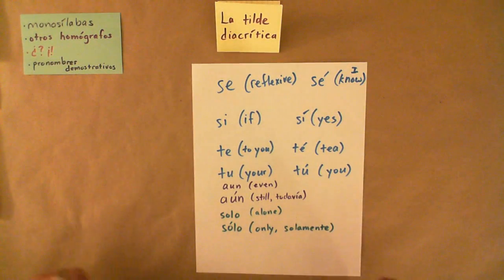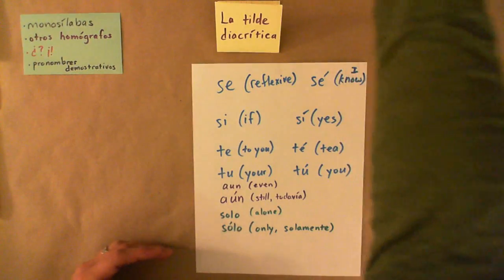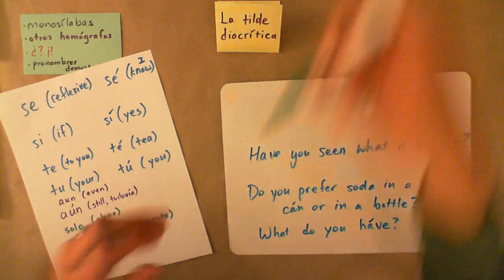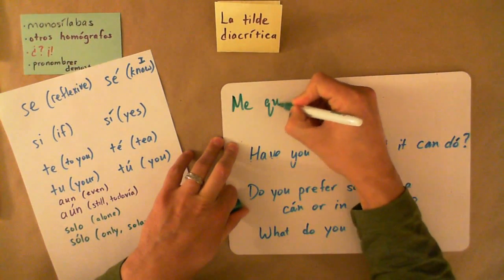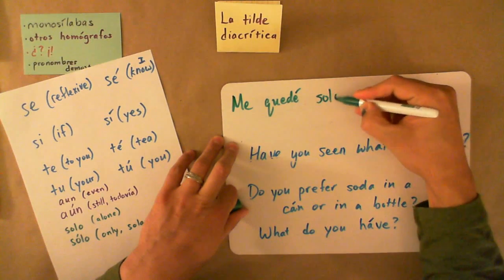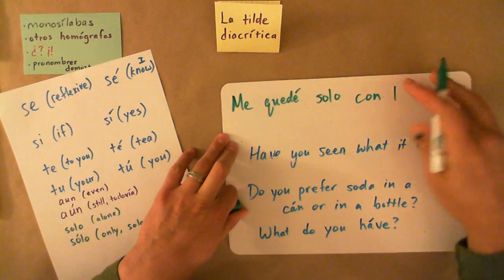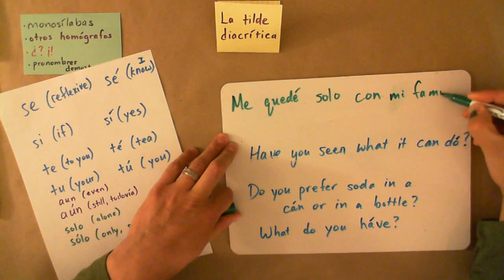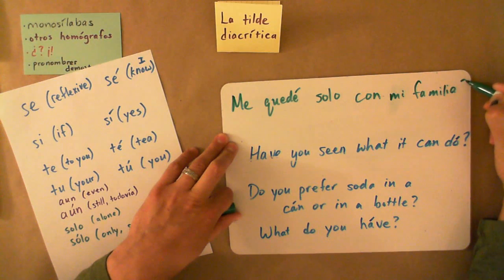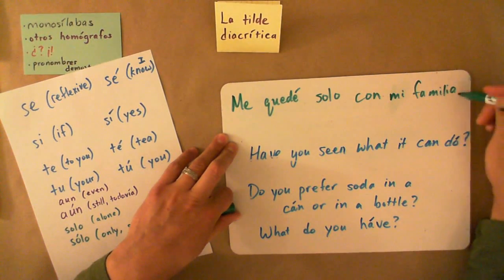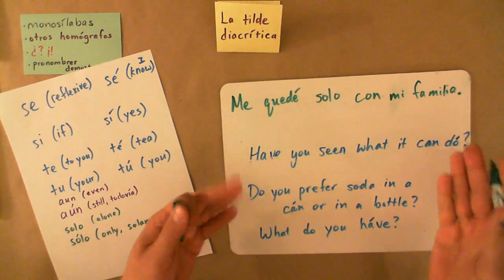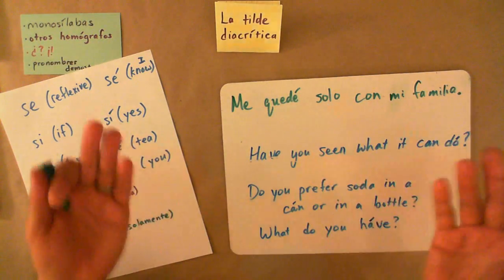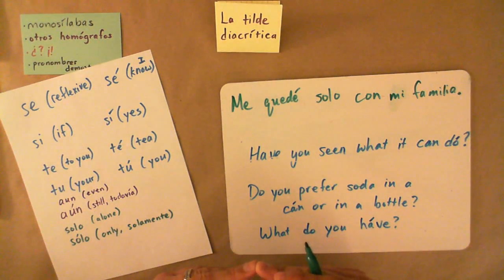Okay? To show an example of that last one, you could have the sentence like this. Me quedé solo con mi familia. No question. Me quedé solo con mi familia. This means I was alone. I ended up alone with my family.